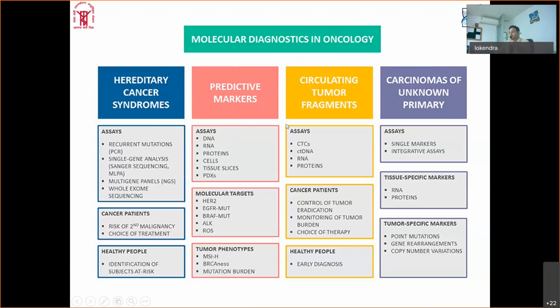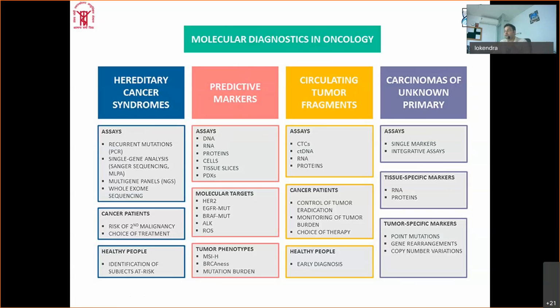In addition to that, circulating tumor fragments can also be used as molecular diagnostics, in which one identifies circulating tumor cells in the circulation. So there is a tumor, it releases certain tumor cells in the circulation, and that can be detected. For example, in flow cytometry, we can detect those kinds of circulating tumor cells if they are present. In addition to that, circulating tumor DNA. So there are certain cells in the circulation which are representative of circulating cells. They also release certain molecules, including DNAs or proteins, so that can also be detected.